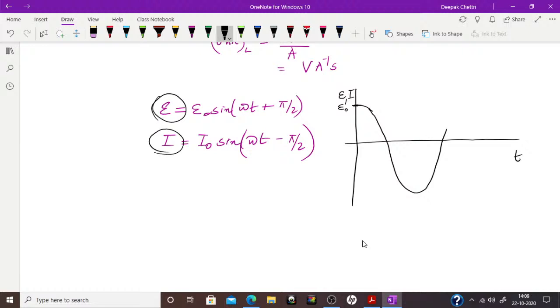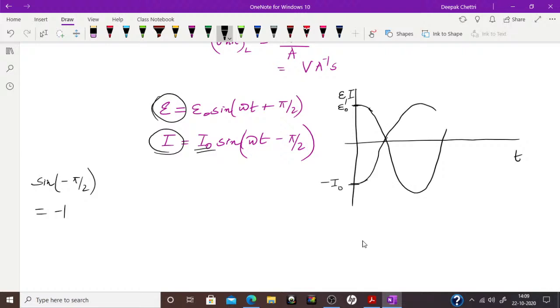What about I? What happens to I at t equal to 0? If you put t equal to 0 here, what will you get? Omega t is 0 again, so the answer will be I naught sine minus pi by 2. What is sine minus pi by 2? Sine of minus pi by 2 is minus 1. So it will be minus I naught. Minus I naught is again the maximum value of I naught, but in the negative direction. So here, this will be minus I naught. That means at t equal to 0, current starts from here. Okay, current starts from here, understand.